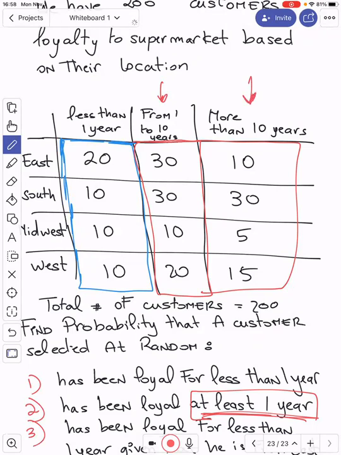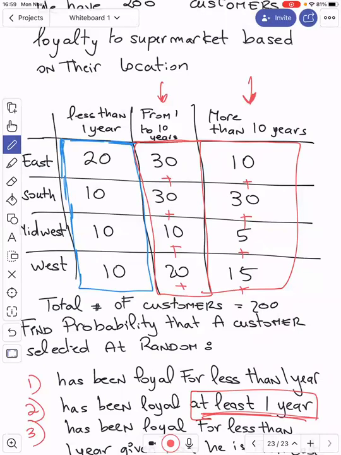So in total, we have the second column plus the third column, we have 150. So we have 150 customers, 30 plus 30 plus 10 plus 20 plus 10 plus 30 plus 5 plus 15. So that's 150, right? 150 customers. They have been loyal at least 1 year.